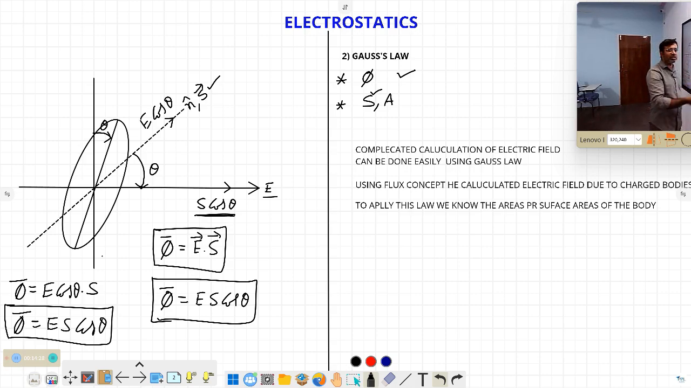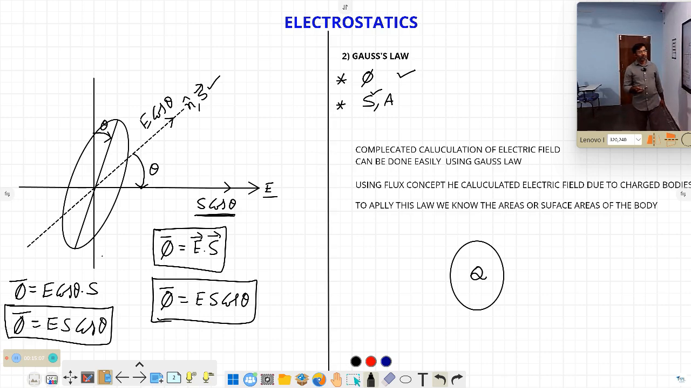What are the things we are going to cover in Gauss law? First, complicated calculations of the electric field can be done easily using Gauss law. Next, using the flux concept, he calculated the electric field due to charged bodies. And third, to apply this law, we have to know the areas of the surfaces and the areas of the bodies. That means if we don't know the area, we have to imagine that area. How to imagine those areas, we'll discuss after some discussion, and continue with the applications in the next topic.